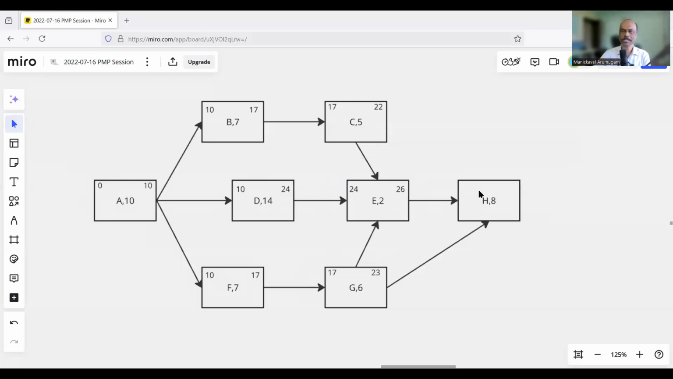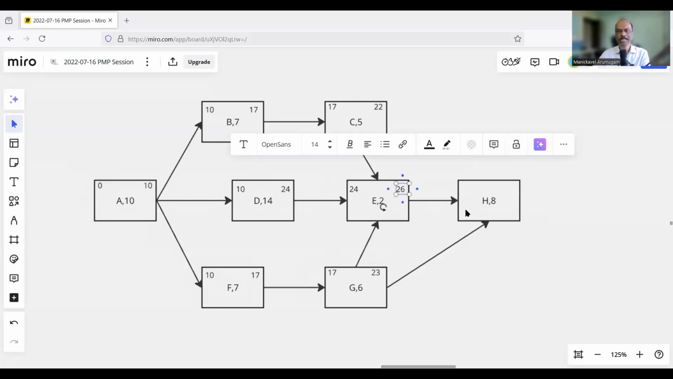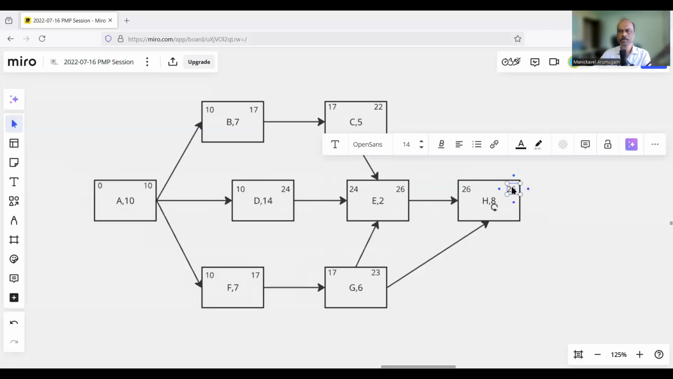Now let's look at H. H has two predecessors, E and G. G is finishing on 23, and E is finishing on 26. So which is the more predominant one? E is the one that drives the start of H, because once again, with multiple predecessors, look at the bigger number. So 26 plus 8 is going to be 34. So basically, this project will take 34 days to complete. That's the total duration of the project. So that's the forward pass.